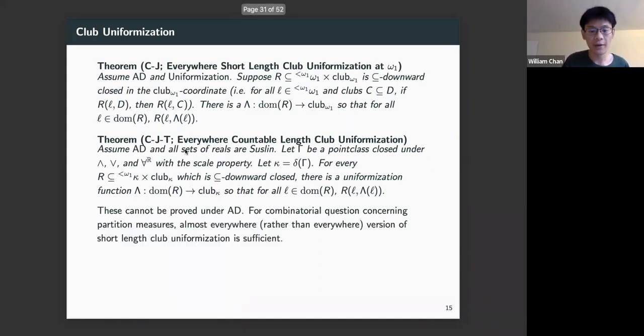But let me just point out that these everywhere club uniformization results, just like how uniformization is not provable under AD, cannot be proved under AD alone. But for our purposes, we're studying combinatorics almost everywhere with respect to partition measures. So we don't need to be able to uniformize everywhere. Usually it's good enough to be able to uniformize almost everywhere. And we can prove versions of this under AD.